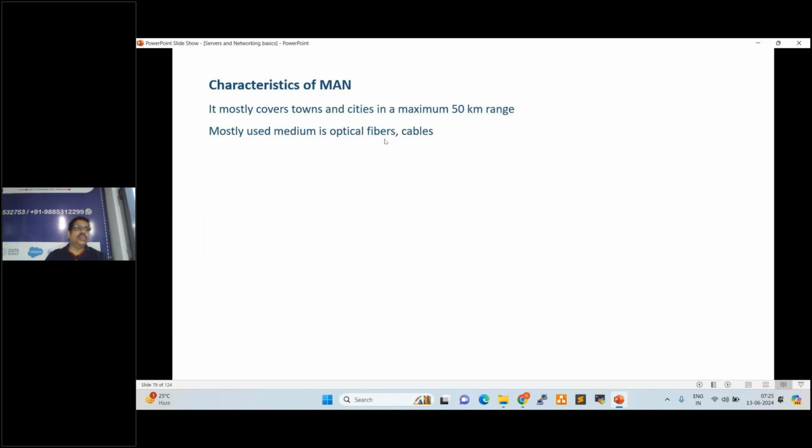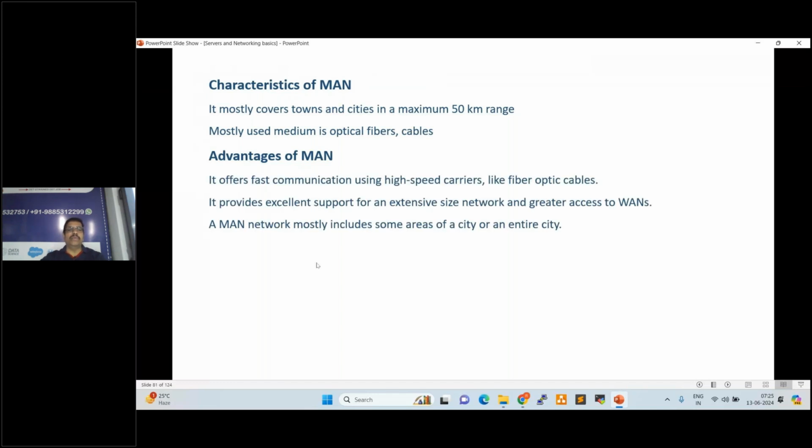So when Jio network launched, by the time they cut the road, they configured the cables inside the road. That is fiber optic cables. Fiber optic, a bit costlier, very fast. Okay. Advantage of MAN. It offers fast communication using higher speed carriers like fiber optic cables. It provides excellent support for an extensive size network and greater access to WANs. So a MAN network mostly includes some areas of the city or the entire city. Okay. So we can use these higher speed carriers when we use MAN connectivity.